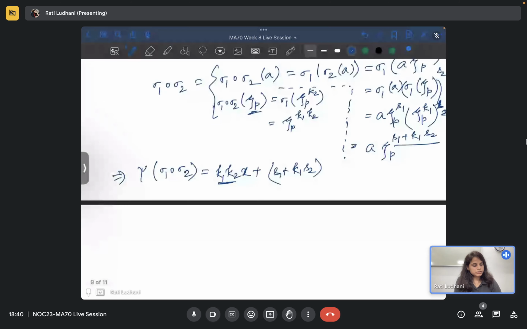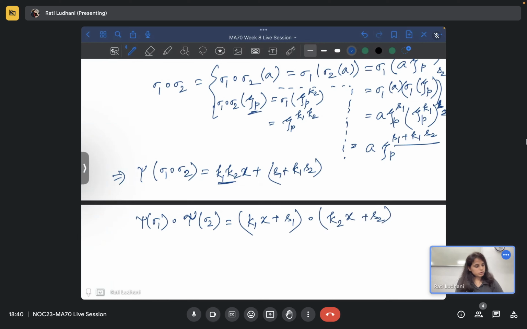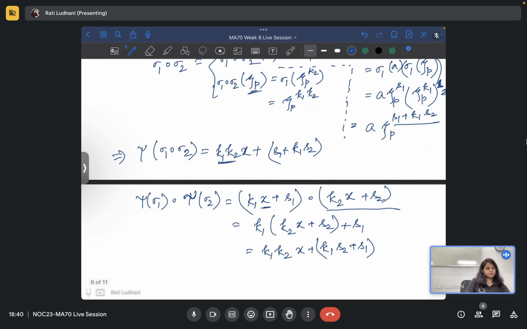Now what you need to see is this. Psi of sigma 1 we already have seen, that is k1 x plus s1 of k2 x plus s2. Of means you replace x by this element, composition. So you get k1 k2 x plus k1 s2 plus s1. This is exactly the same as this, so this is indeed a homomorphism.